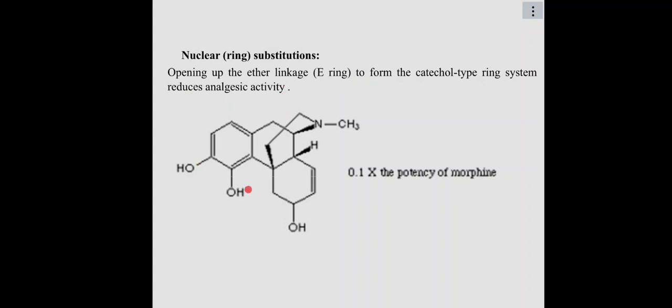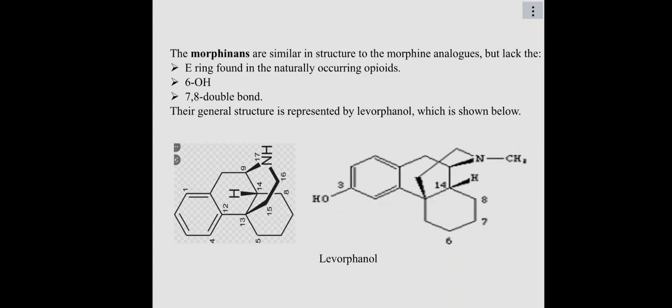So here we have removed the ring, as we have already said, and now we have formed the catechol kind of system. The catechol system, of course, is this one here, where you have two hydroxyl groups which are adjacent to each other and attached to a phenyl ring. So that, of course, reduces activity. That molecule has three polar groups, and therefore that molecule does not have any activity. You can see 0.1 times the potency of morphine. So what was next done?